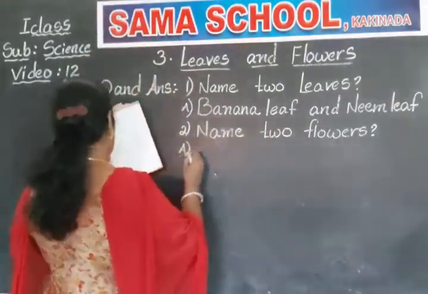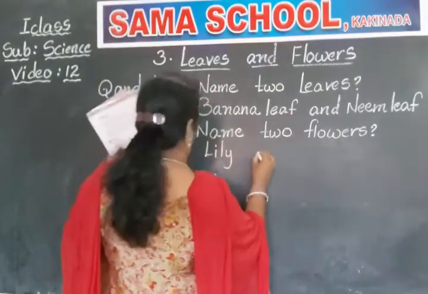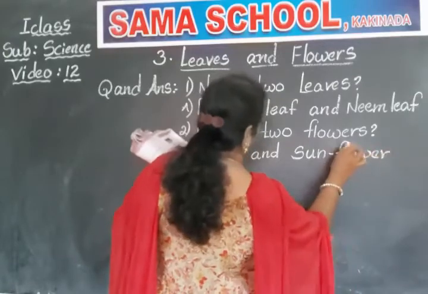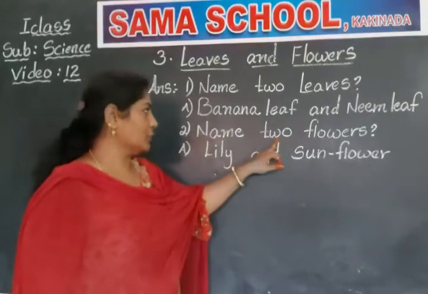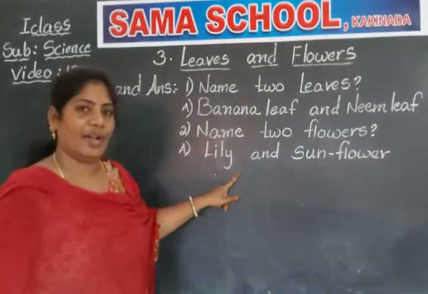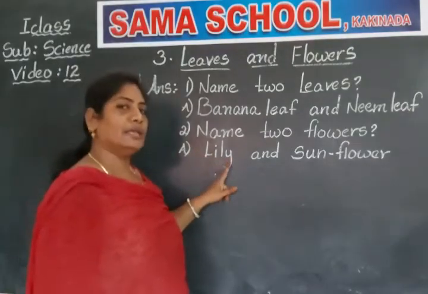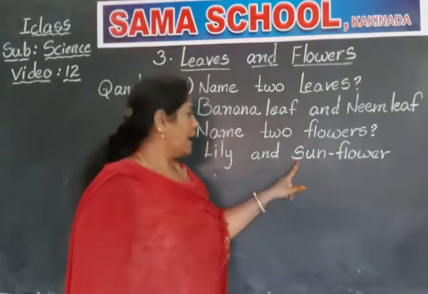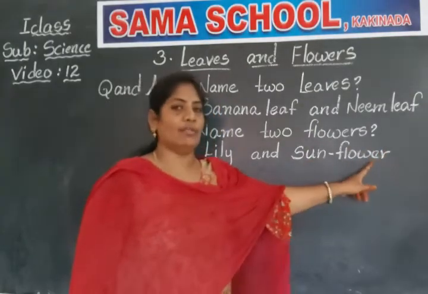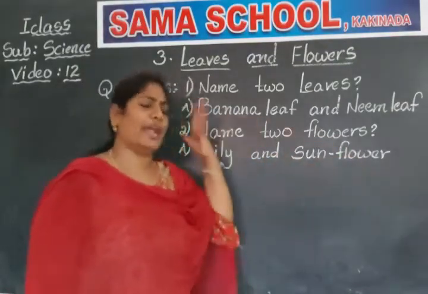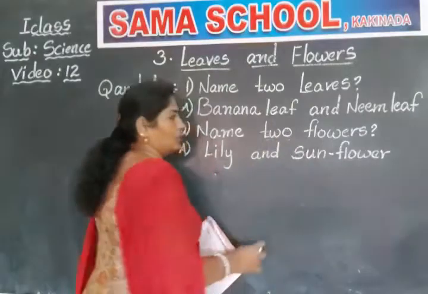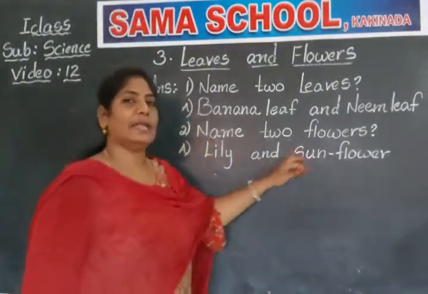Okay, two flowers are lily and sunflower. Name two flowers: L I L Y, lily, and S U N F L O W E R, sunflower. Lily and sunflower. You can write whatever examples you have, but in the question he is asking for any two flowers, so lily and sunflower.